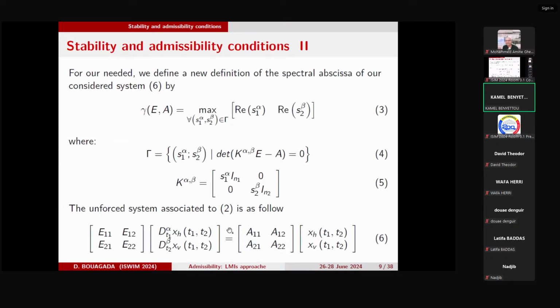To introduce and treat this class of models, we have to consider an unforced system. This means we take u(t1, t2) equal to 0 to analyze the stability condition. This is the first step.